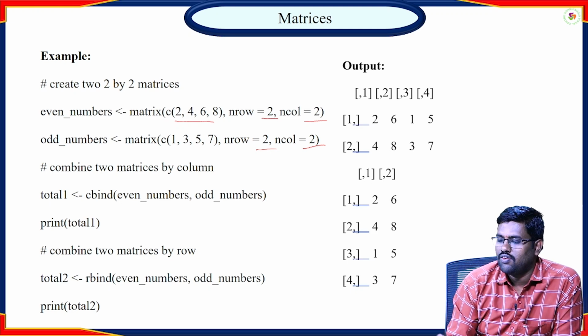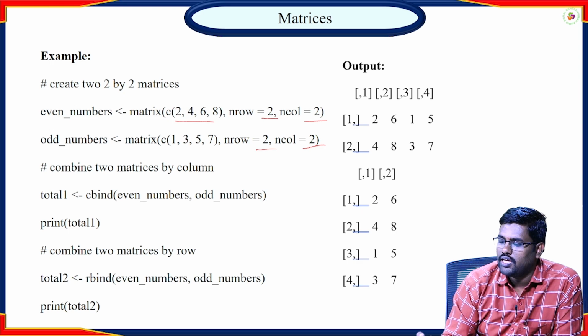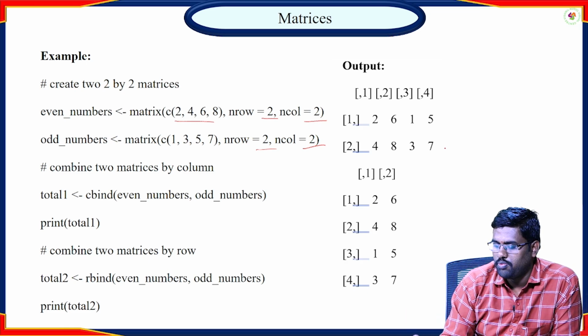So first they will consider 1 by 2 and 1 to 1 2. So first the even numbers will be printed like this. 2 by 2 means 2, 4, 6, 8, those values. Next 1, 3, 5, 7. Like this the values will be printed.